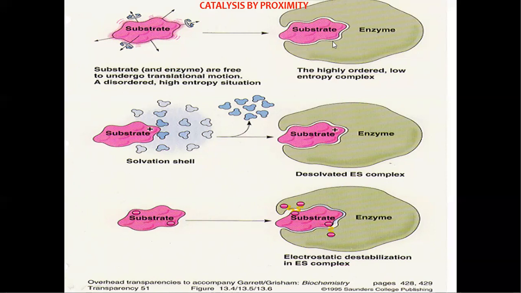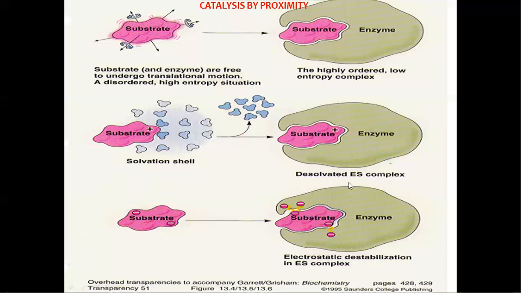So due to the decrease of entropy and a highly ordered enzyme substrate complex, the rate of reaction will be increased in this catalysis by proximity. In this catalysis by proximity, we can also learn two important terms, that is desolvation process and electrostatic destabilization.